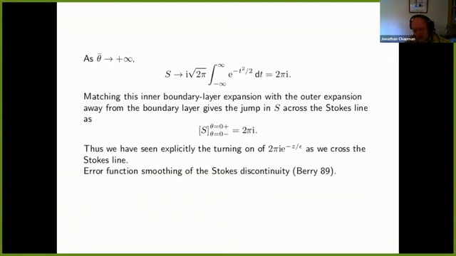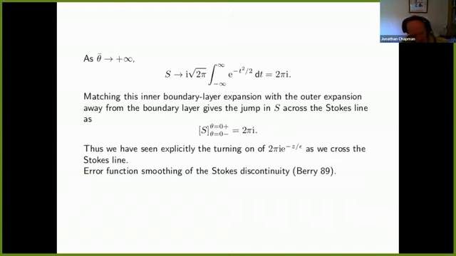So the boundary layer solution is a smooth error function transition where s goes from 0 to 2 pi I. And so if I match that with the outer solution away from the Stokes line, you find that the outer solution effectively sees a jump, and the jump in the Stokes multiplier is 2 pi I.